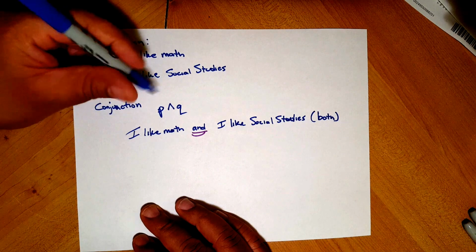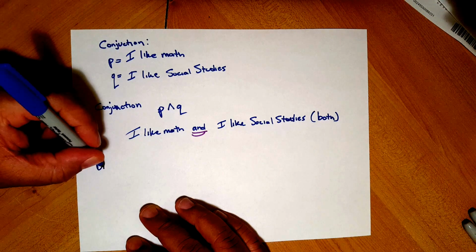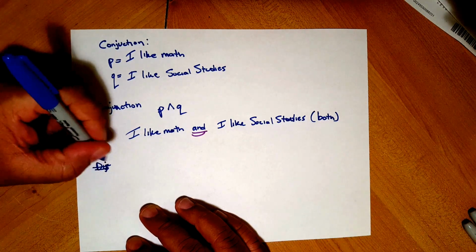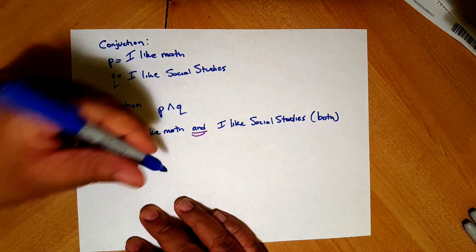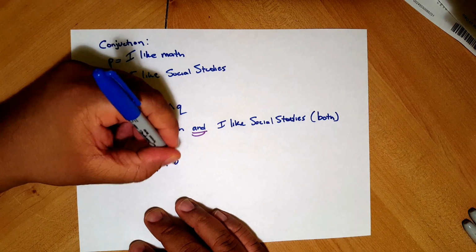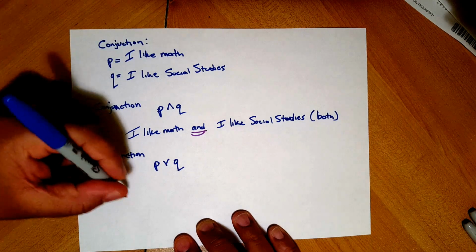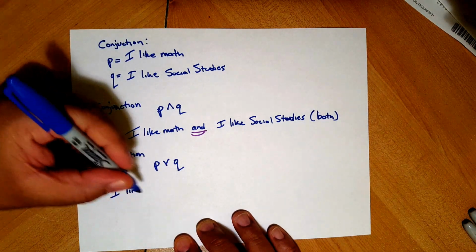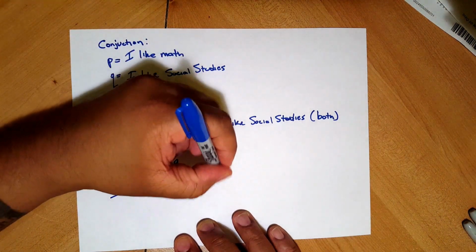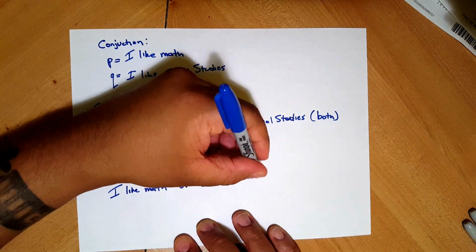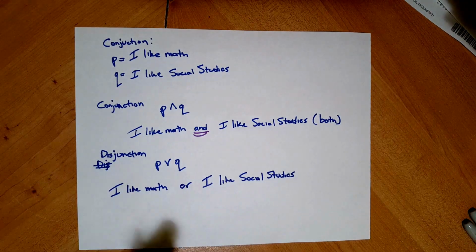When we have another one, disjunction. Wow, I cannot spell today. It's because you guys didn't come and work with me. Disjunction. So the way we'd write that is P or Q. Okay? So I like math or I like social studies. So it's one or the other, okay?